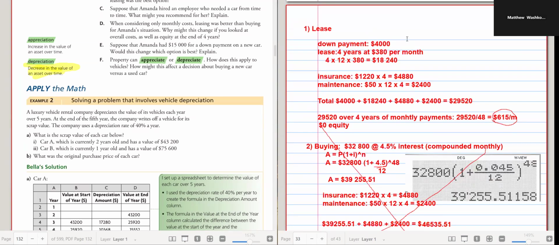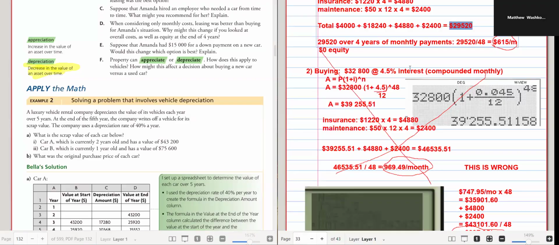So she had three options, right? Leasing, buying, and renting. Now for leasing it, $4,000 down payment, $380 a month times 4 years. I end up with this 18,000 figure. Here's your insurance figure. Here's your maintenance figure over all 4 years. You add it all up, you get 29 grand, 29.5 grand. You divide that by 48 months, you get $615 a month, but $0 in equity.